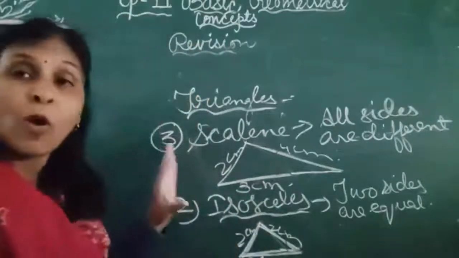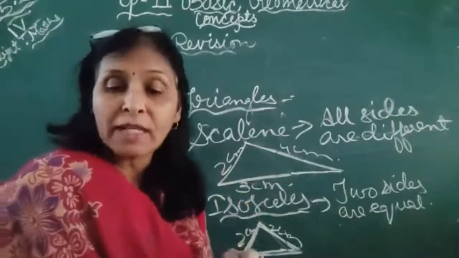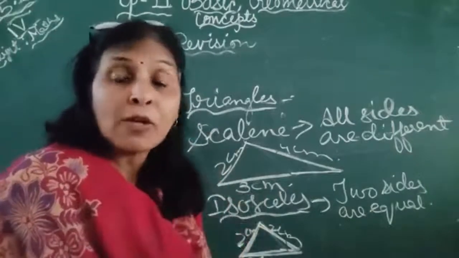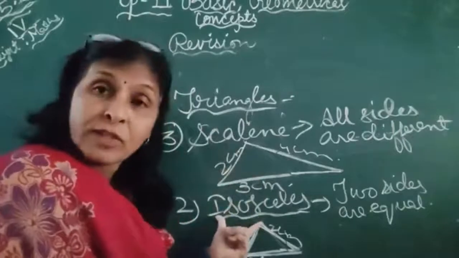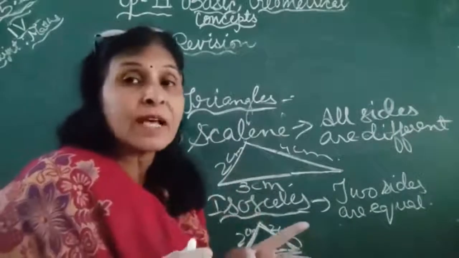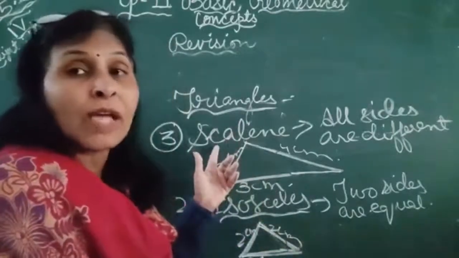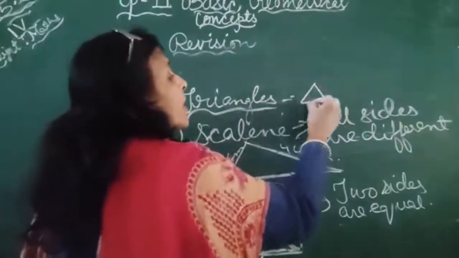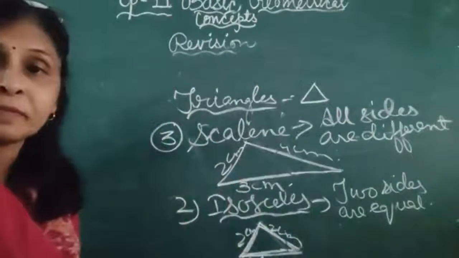नाउ यू क्लियर ऑल द 3 types of triangles. That is the equilateral triangle, all sides are equal. Isosceles triangle, only 2 sides are equal. And in scalene triangle, all the 3 sides are different. This is the symbol of a triangle.